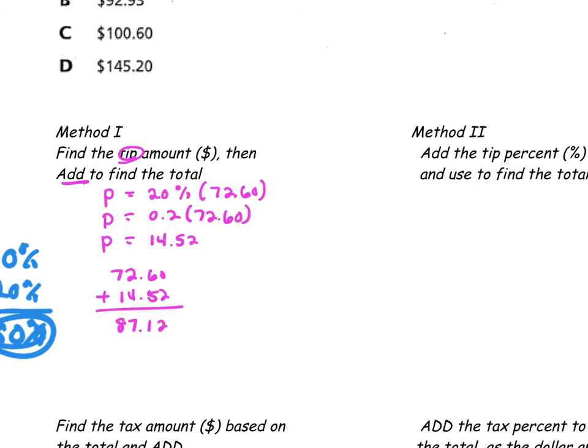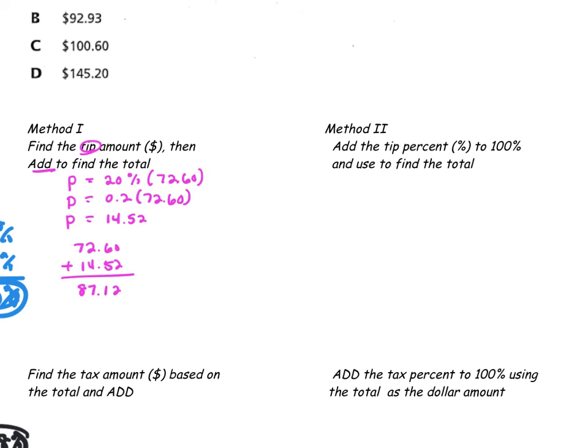So let's see if we get that using the second method. If we use this method, we're going to start with a tape diagram. We're going to start with a bar, which is worth 100%, and it's $72.60. And then we're going to add on the gratuity. So we're adding on 20%. So we would add those 20% to get 120%.